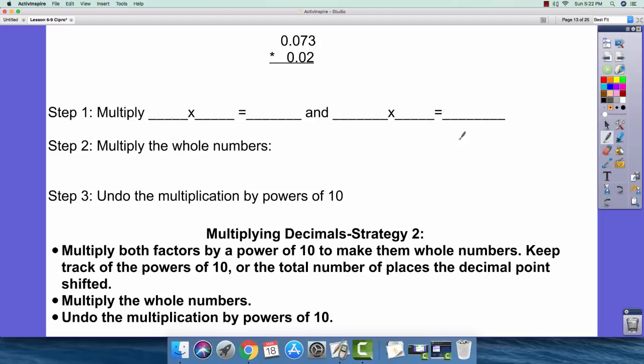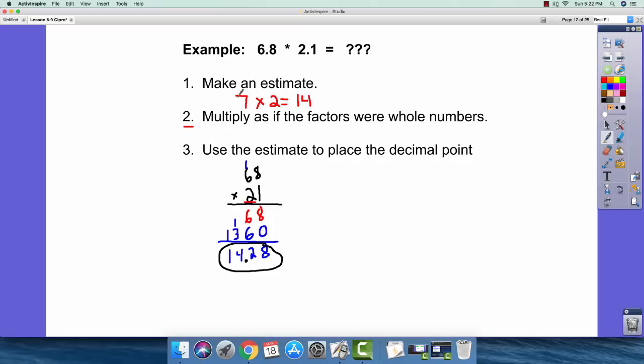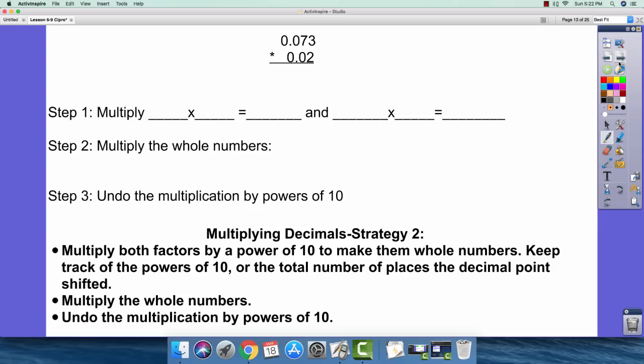So if you guys look at this number here, what I'm trying to multiply, I have 73 thousandths times 2 hundredths. So if I'm thinking about my three steps, make an estimate, multiply as if the factors were whole numbers, 73 thousandths times 2 hundredths is a little difficult to make an estimate with. I can use some number sense in what I know about multiplication though.